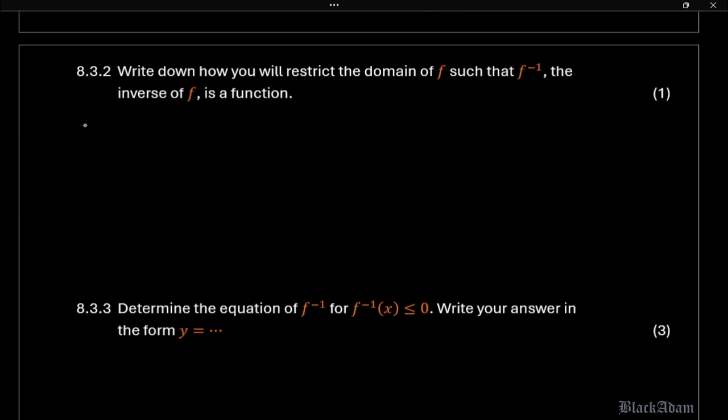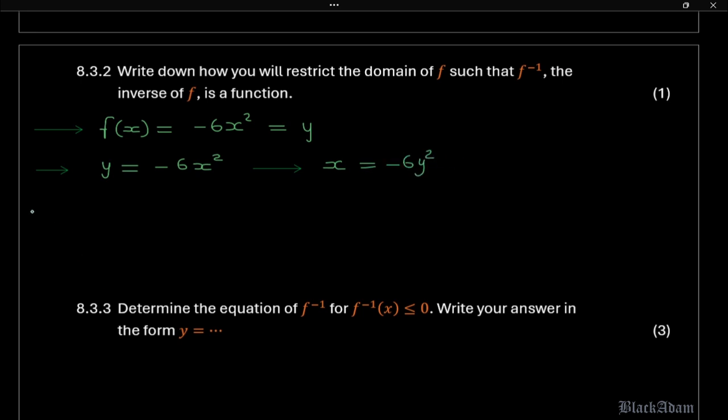8.3.2 says write down how you will restrict the domain. We have the original equation, which is negative 6x squared, and the inverse would mean restricting the domain. So let us see how the inverse looks. We just trade in x and y: y equals negative 6x to the power 2, and where there's y we put x, and where there's x we put y.